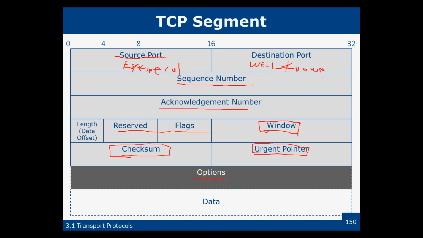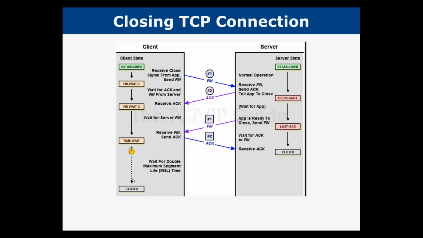Trying to find my thing, options here. And then after that, we have the data. If you think back to the OSI model, as we go up, we have the transport layer here, and then in the TCP model, we have all the application layers up here, because those things are all related. So we have the data after that.